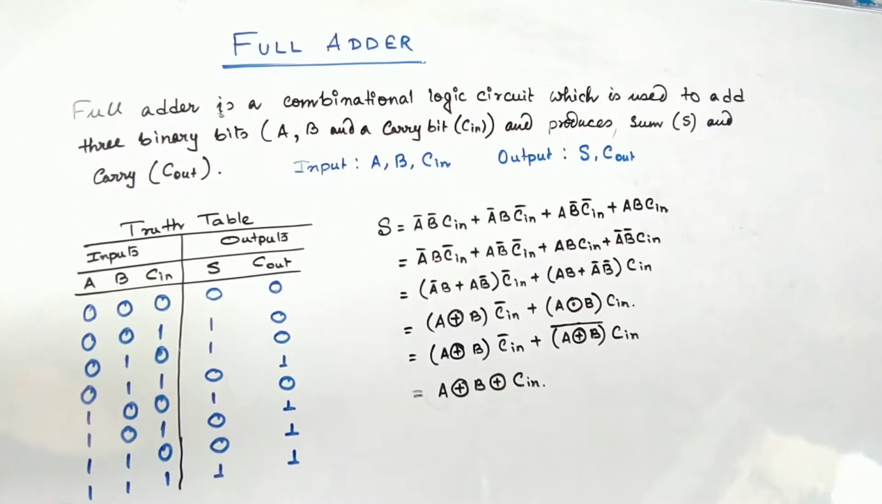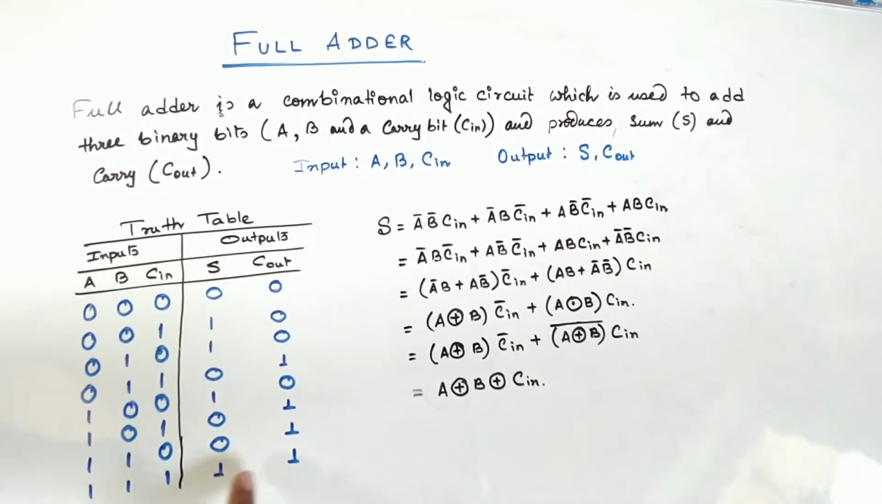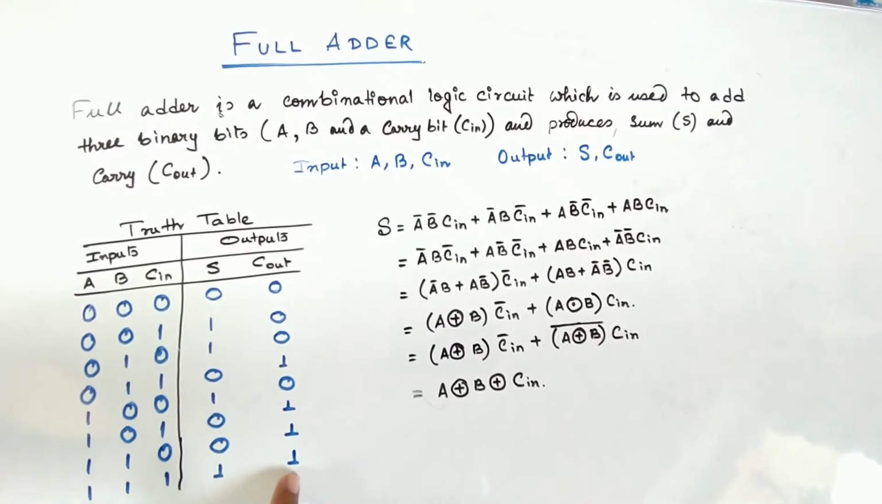And when we are adding 1, 1, 1, so 1 plus 1 means sum 0 and carry 1, and with the result 0 we are adding the carry, so 0 plus 1 means 1, so we have sum equal to 1, and we have already made a carry which is also equal to 1.